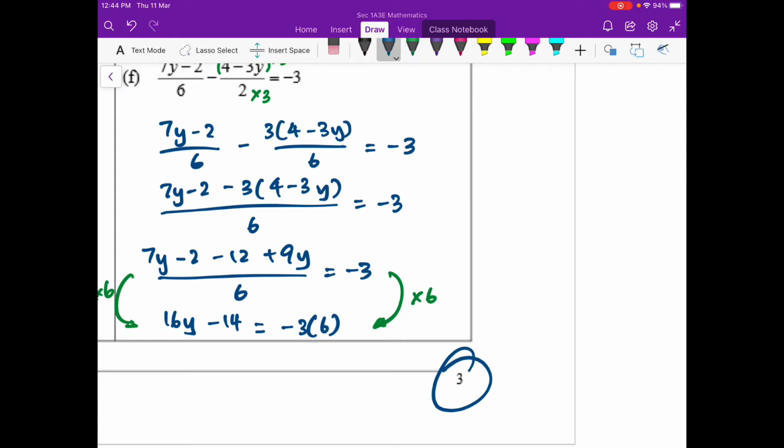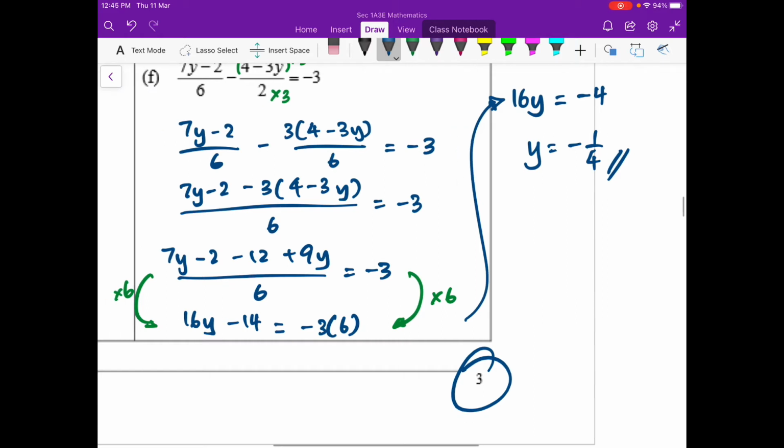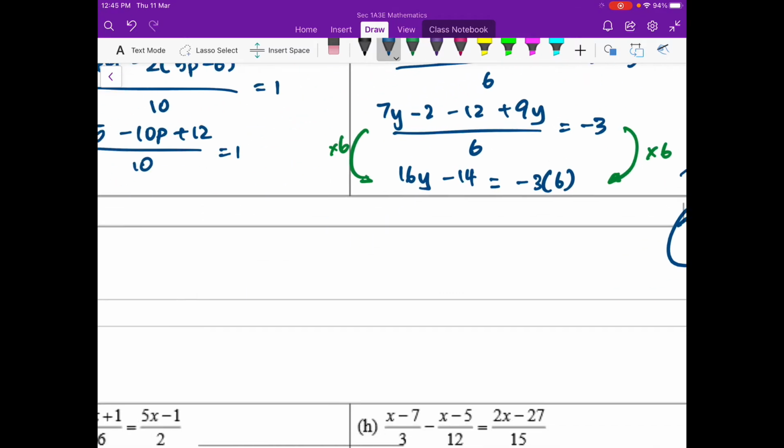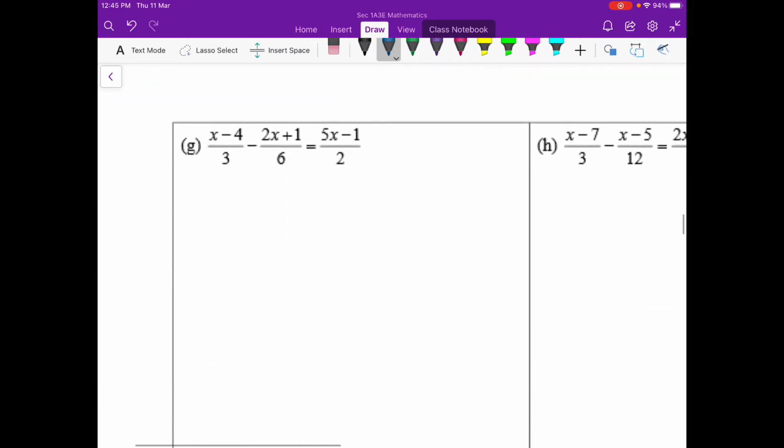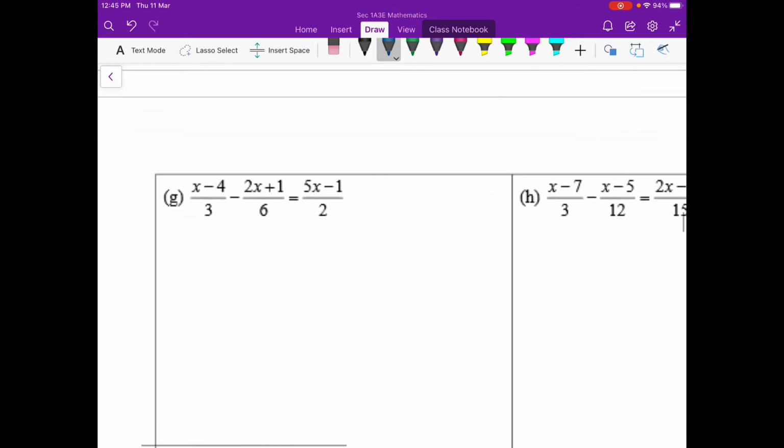Okay, continue on the right hand side. 16y. Add 14 to both sides. So 14 minus 18, that is negative 4. y must be negative 1 over 4. Okay, so that's all for our homework question from yesterday. So happy, then we still have 2 more of the same type.